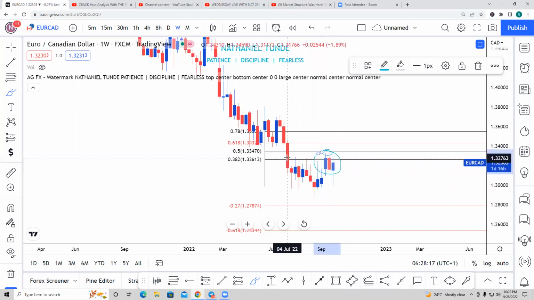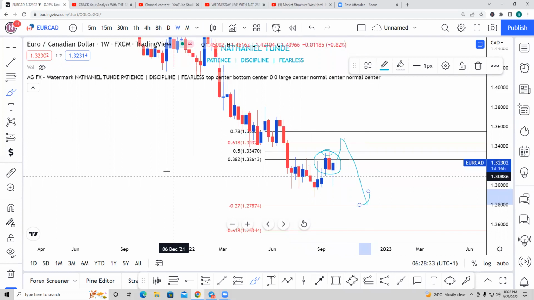So when a pair is consolidating at 50% retracement, the probability of it breaking out to 61.8 or 78 before the reversal is there. So I'm still expecting this pair to push up, even though my bias is bearish on the weekly and monthly time frame. I can see that the correction is not over yet on the weekly time frame.